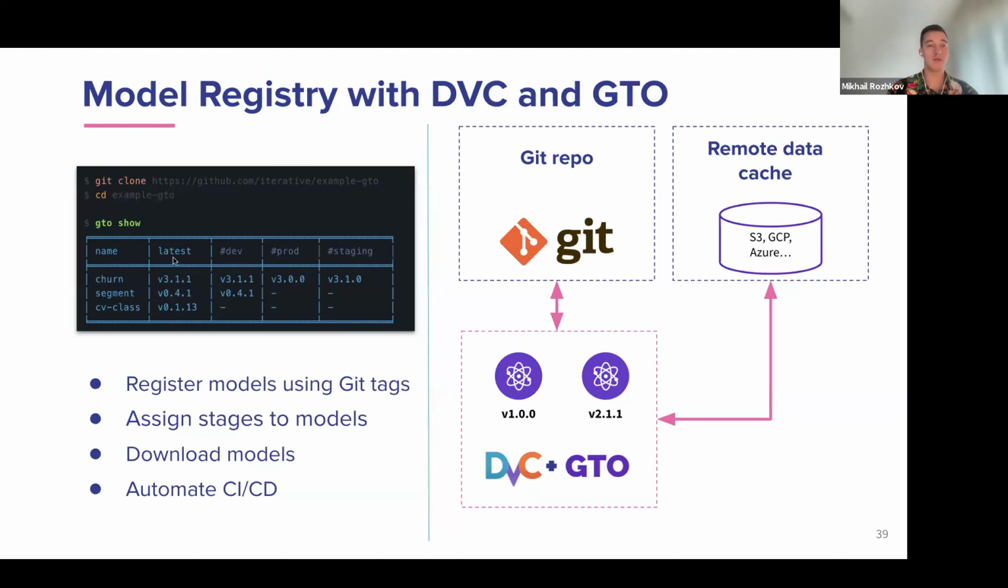For example, you can create different stages, like development, production, test, whatever, and you can register a new version of the model using GTO. When you do it, like GTO register model file, GTO will create specific Git tags for your model and will push the tags to your Git repository. It can be used, for example, for CI/CD pipelines to detect that a new Git tag with a specific format was created for your model.